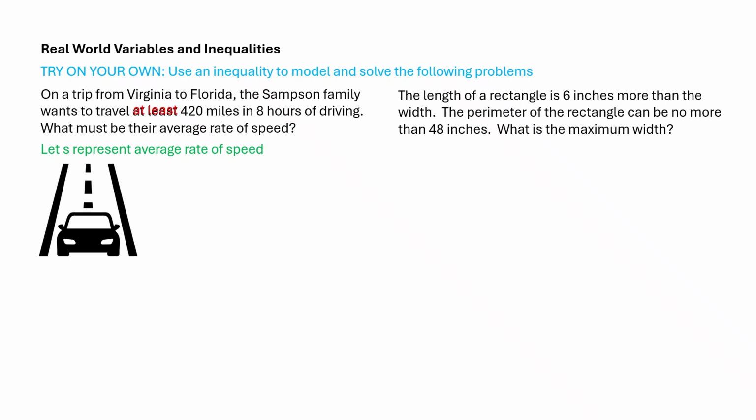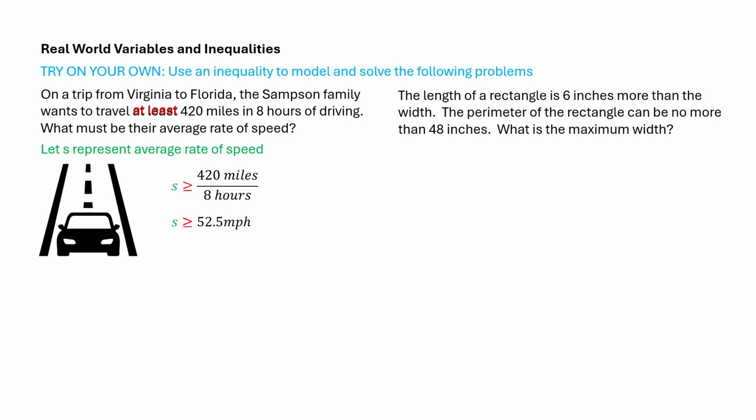And we have at least 420 miles, so there's our inequality. So S is greater than or equal to 420 miles over 8 hours. So let's just divide. Our speed would be 52.5 miles per hour. It has to be greater than or equal to 52.5 miles per hour. All right, let's move on to the next problem.